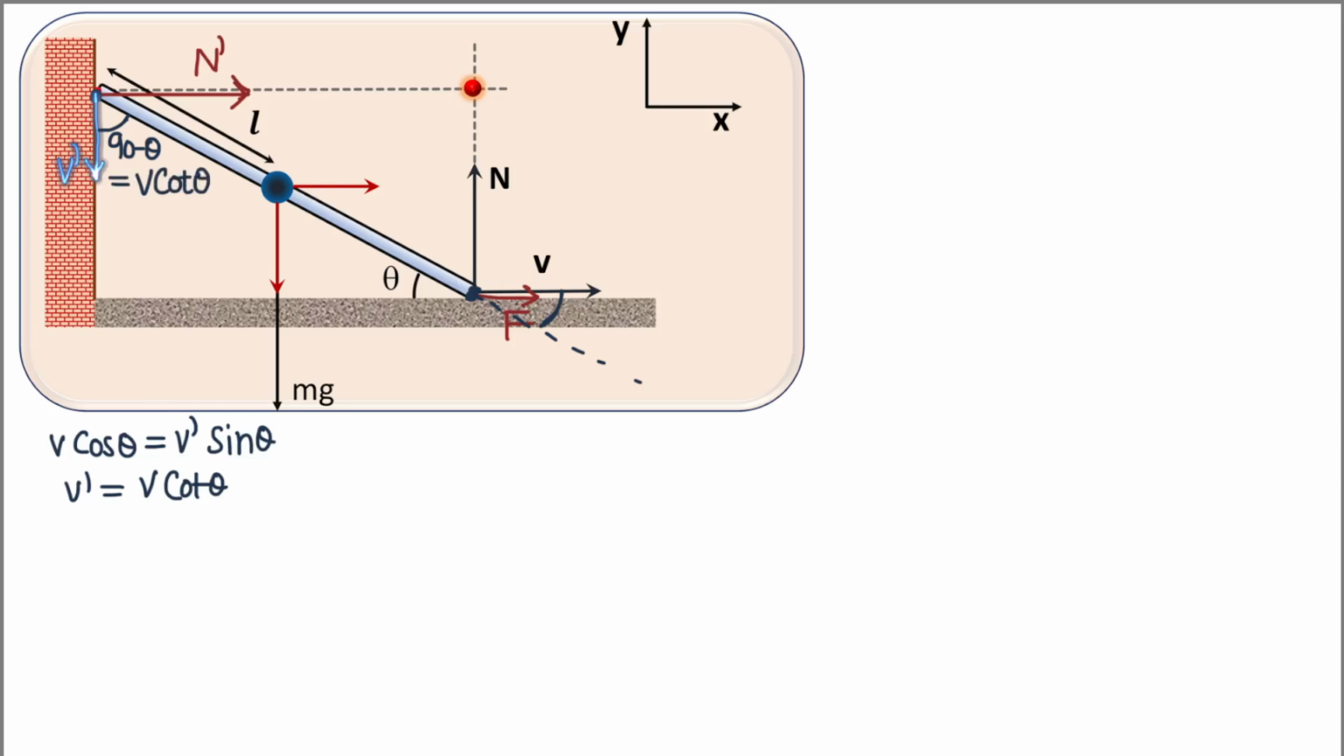Now if you look carefully here, what is happening is that you can see there are two right angle triangles. This one is the bigger right angle triangle and this one is the smaller right angle triangle.